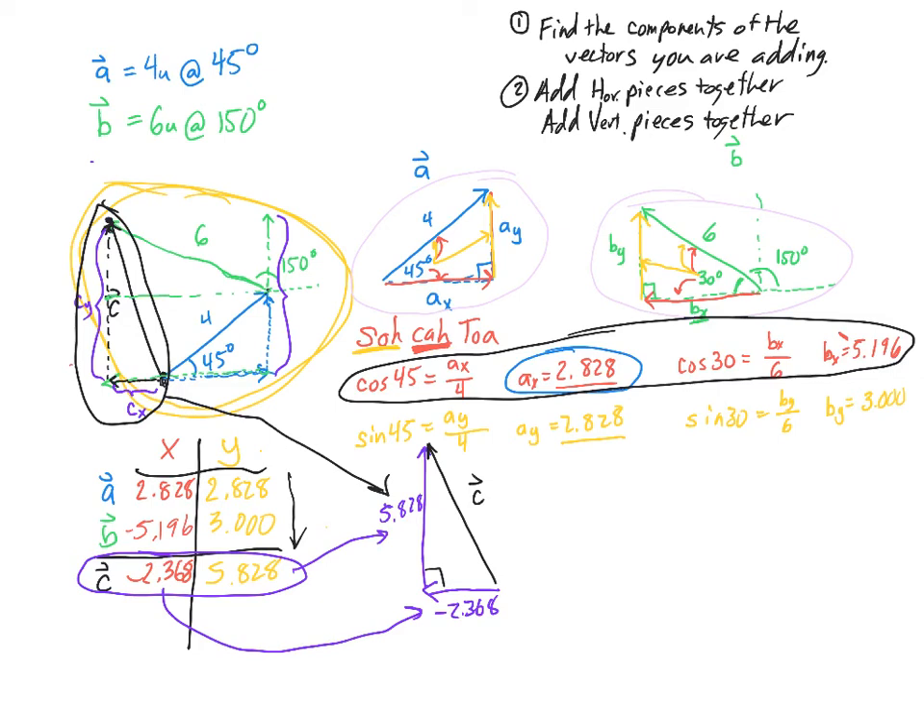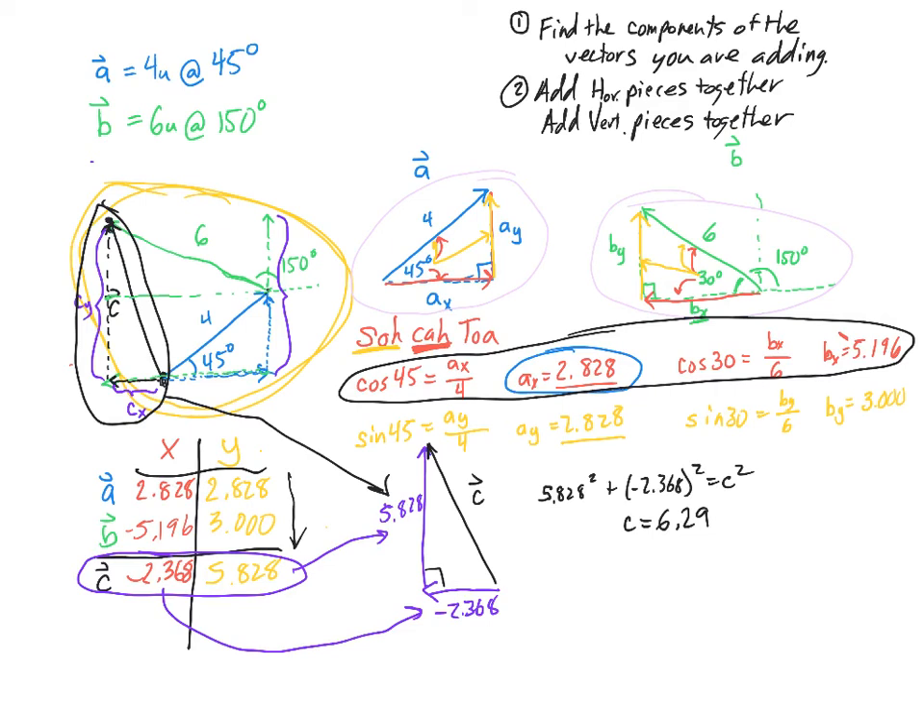All right, so go ahead and do Pythagorean Theorem. We're going to go 5.828 squared plus negative 2.368 squared equals c squared. And if you solve that, punch that into your calculator, hopefully you get a value of 6.29. Now, of course, that's not the final answer because c is a vector, and a vector has magnitude and direction. So I need a direction as well.